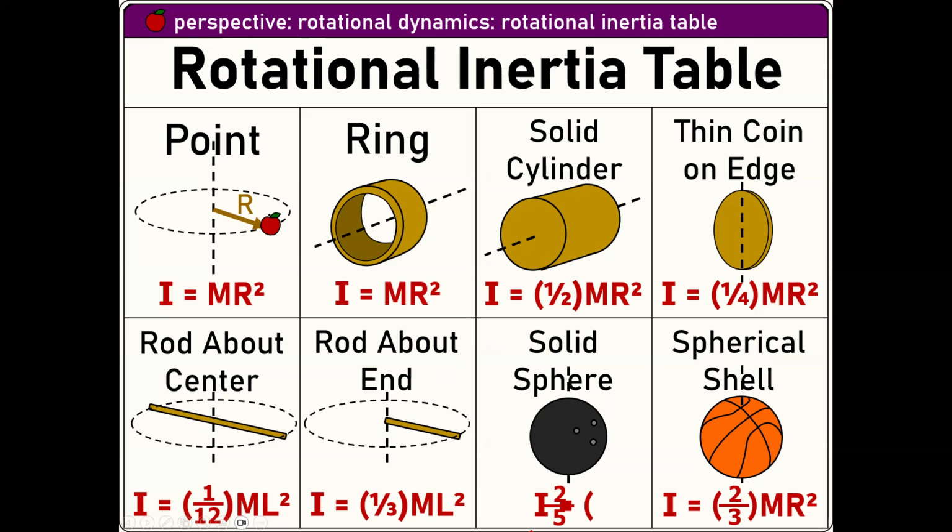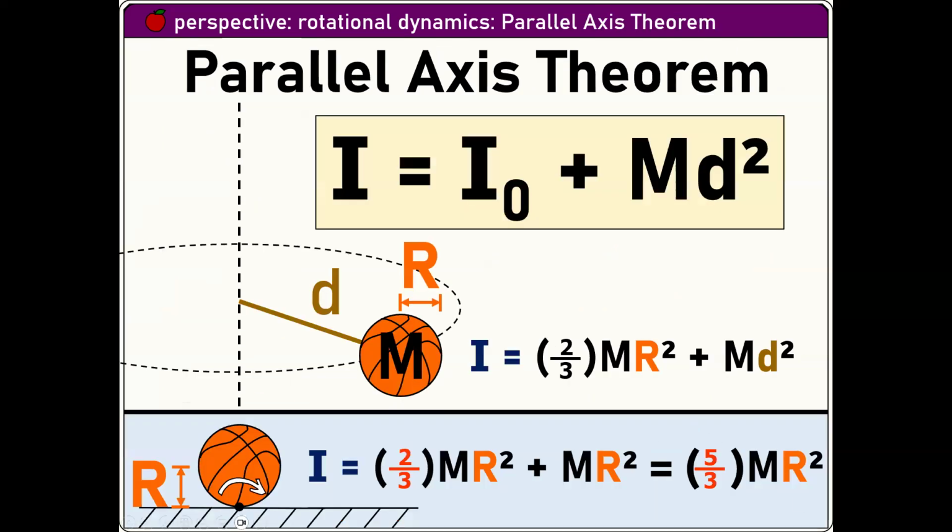But what if it's rolling along the floor? That would actually be rolling not through its own center, but across the surface. That's a little bit different. That's actually more inertia. So all you do very simply is grab the number straight off the table, which was 2/3 mr squared for the basketball, and then add md squared for whatever distance to the axis it's actually revolving around.